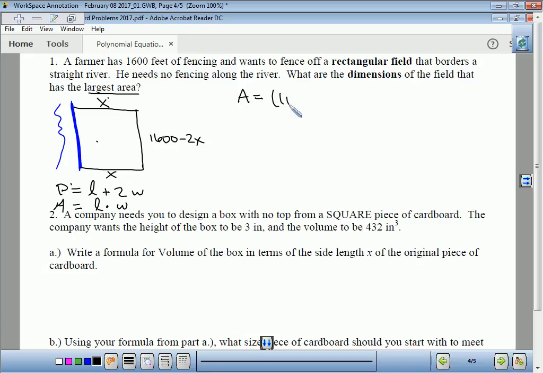Area is equal to the length times the width, which, if we were to distribute, gives us 1600x minus 2x squared, which actually takes us right back to last year when we fell in love with the quadratic. Okay? So this is a quadratic function, and what Brock said earlier, if we're looking for the largest area, we are looking for the maximum.